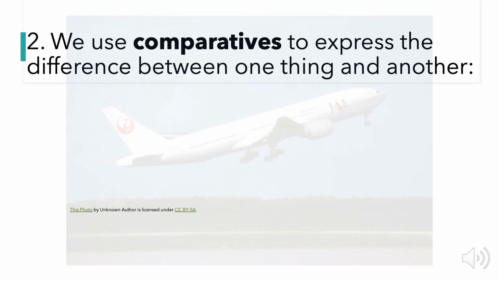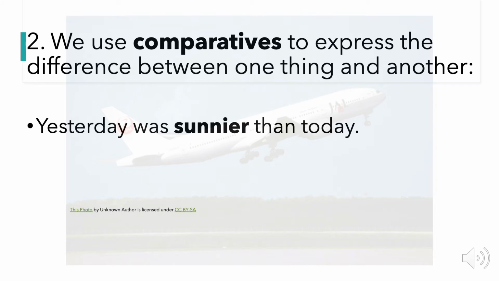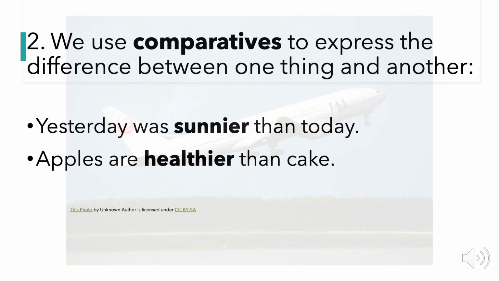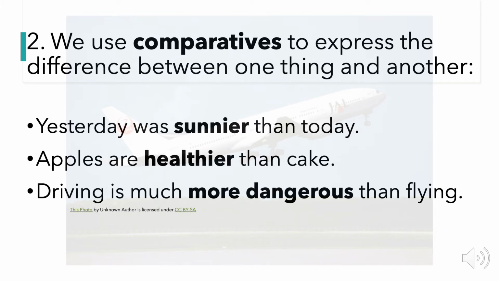The second way that we use comparatives is to express the difference between one thing and another thing. For example, yesterday was sunnier than today. Apples are healthier than cake. Driving is much more dangerous than flying. And in each of these examples, we're using comparatives to show the difference between one thing and another thing.